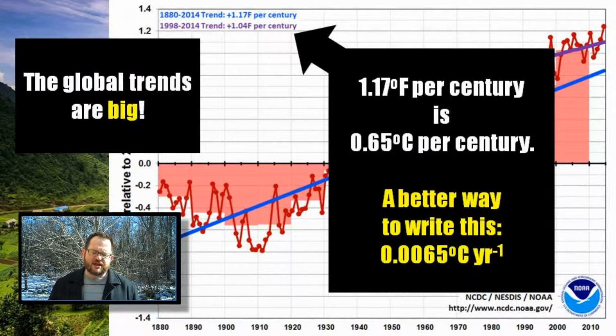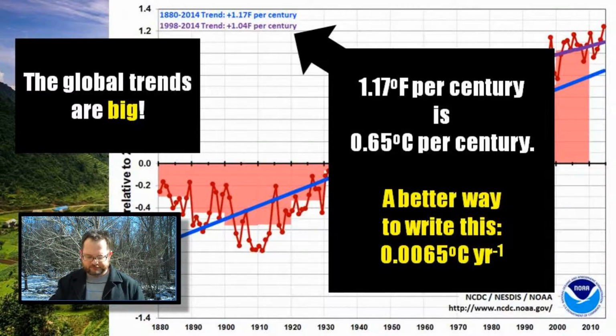1.17 degrees Fahrenheit per century, if you convert that to metric, that's 0.65 degrees Celsius per century. A better way to write that would be to change that per year. So we would divide that by 100. Okay, if that's how much it changed in 100 years, then we divide it by 100 to see how much it changes per year. We get 0.0065 degrees Celsius per year instead of per century. Notice, by the way, the symbol for per year is year to the minus 1 power. Okay, so we're going to be watching for that notation there where we got year to the minus 1.